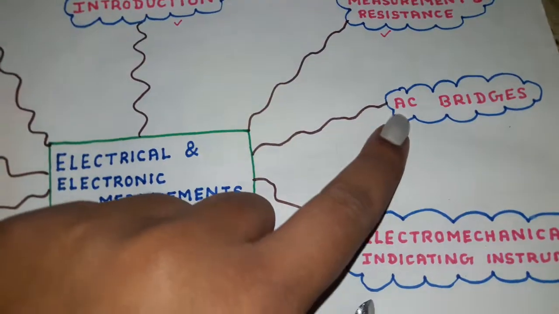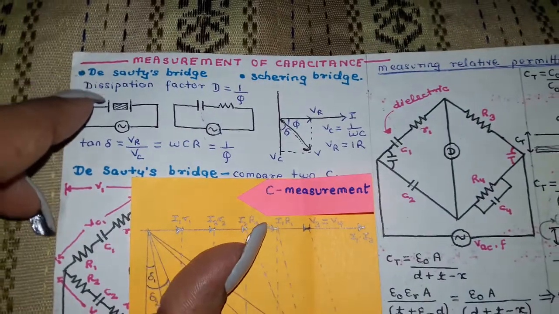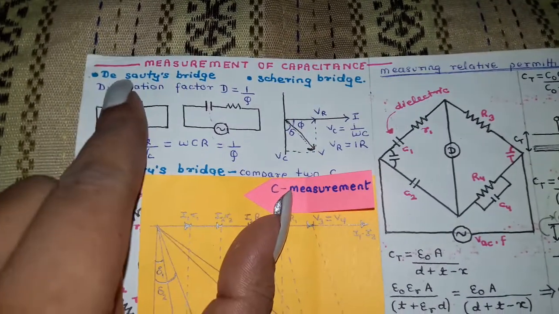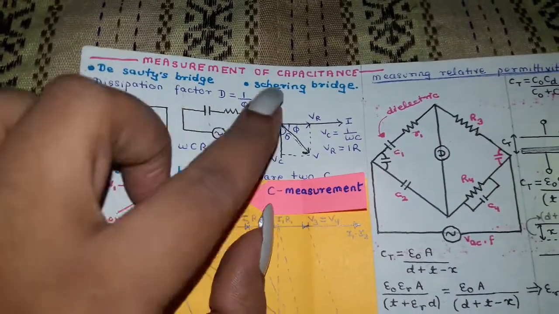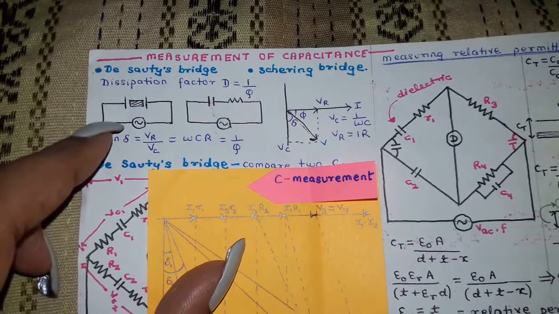Let's discuss part 5 of AC bridges. We are starting off with measurement of capacitance. We shall be discussing two bridges under this heading, de-Sauty's bridge and Schering bridge. Ideally, we assume that a capacitor is not power dissipating in nature.